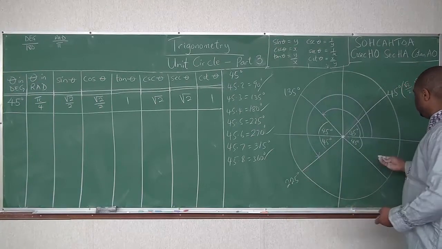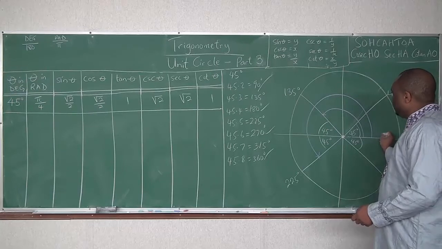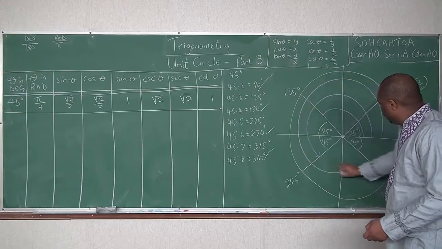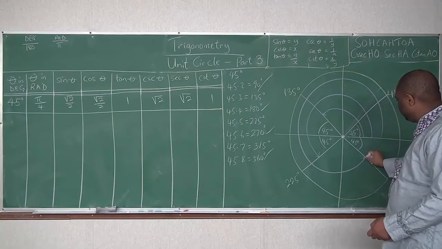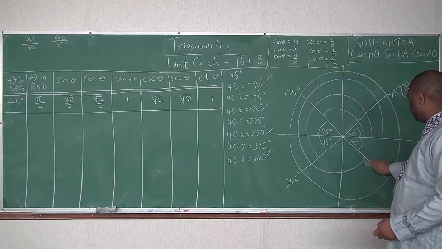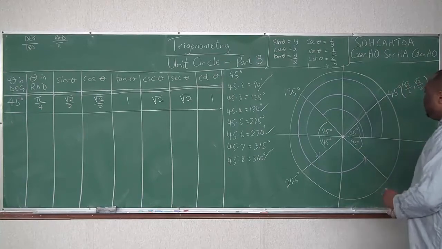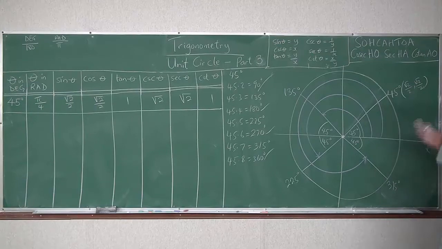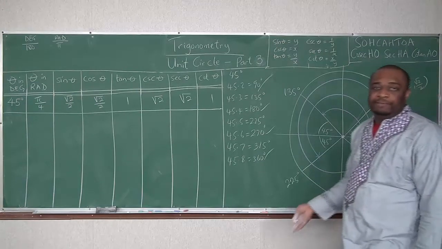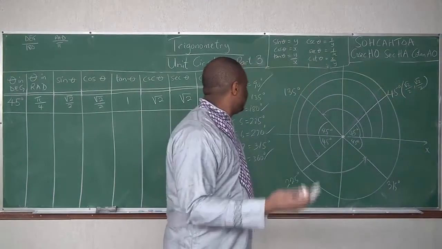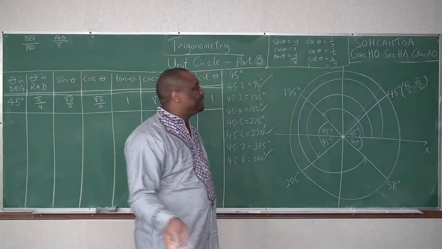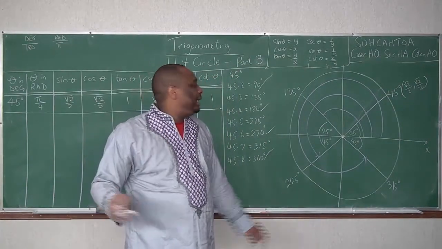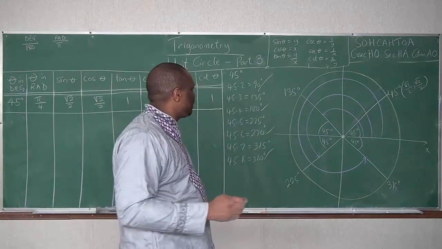And then the next one will be from here to here. This is 270 plus 45, which will give you 315 degrees. Alright, so the angles for the reference angle of 45 degrees are 135 degrees, 225 degrees, and 315 degrees. So we can go ahead and find these three right away.